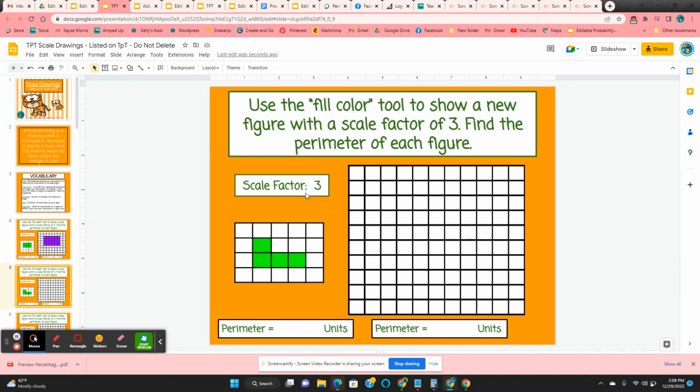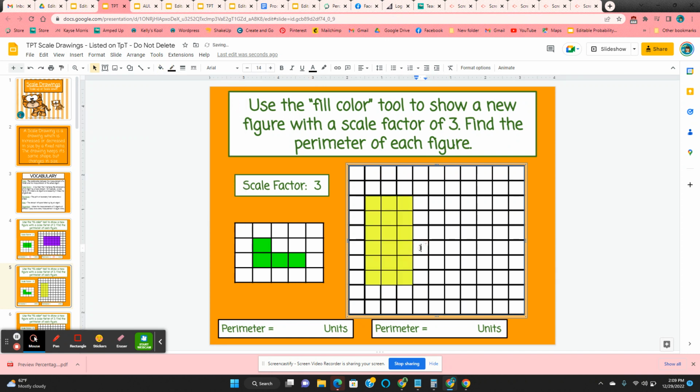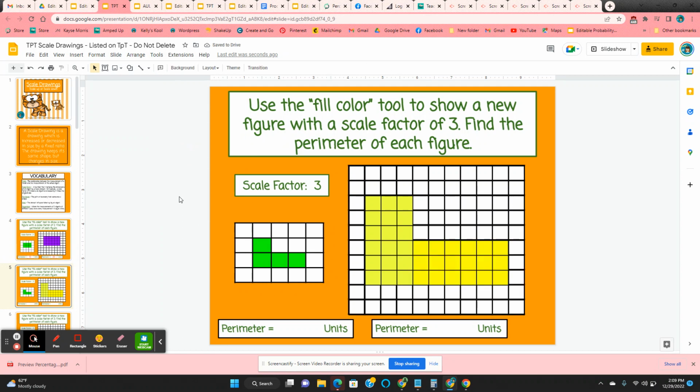So this one, they're going to increase by a scale factor of 3, which means they multiply each of the sides by 3. Let's start over here, I think. So they've got 6 by 9. Let's see, let's try this. Again, any color they want. And they can only do a rectangle at a time. Okay, so now they have a figure that is increased by a scale factor of 3.